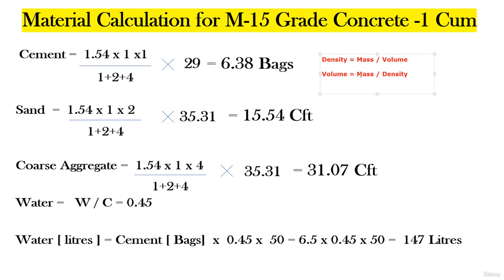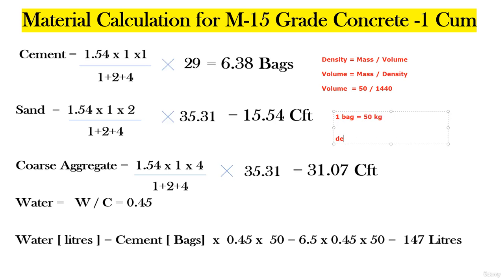Fine. So volume will be, what is mass? Mass means one bag of cement, it is 50 kg. I'll divide by density of the cement. So the density of the cement is 1440. Okay, so I'll write it here. One bag is 50 kg of the cement.